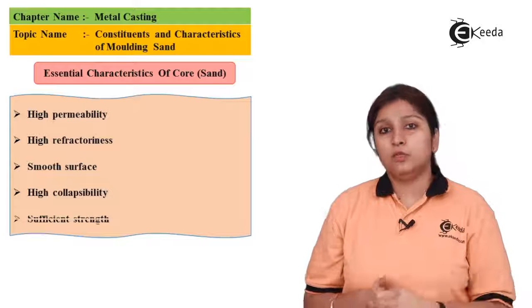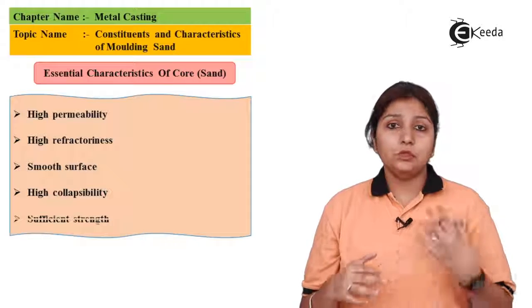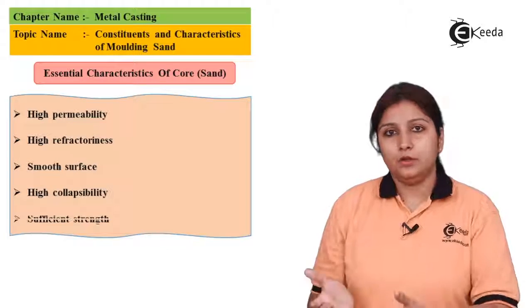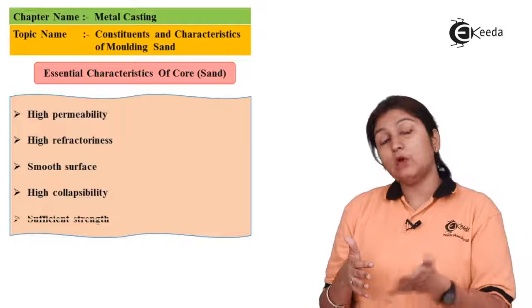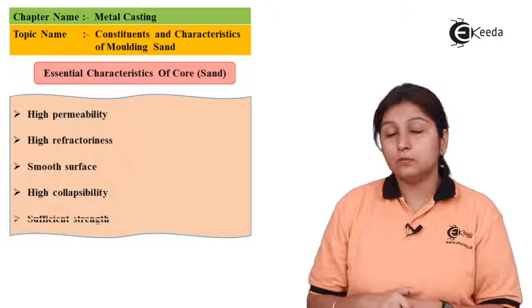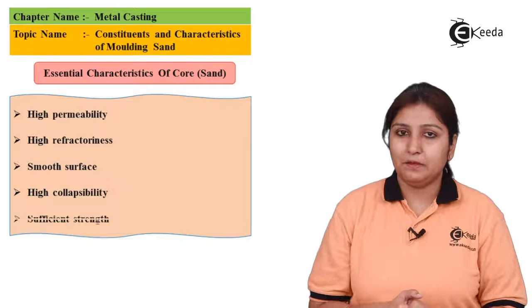Then we'll come to smoothness. Smoothness is a property in which, if your sand is not smooth enough, then your molten metal gets stuck to it. So it should be smooth. It should allow flowability of your molten metal properly. In this way, smoothness comes into the picture. Your sand should be smooth enough to allow flowability of your molten metal.